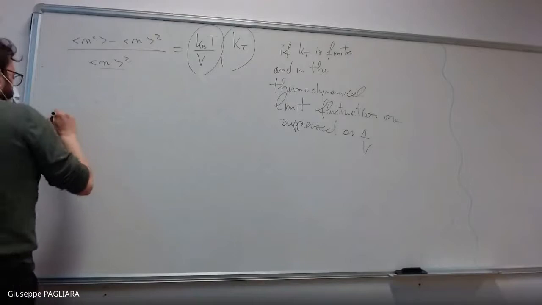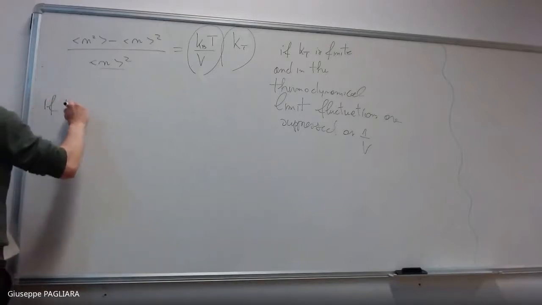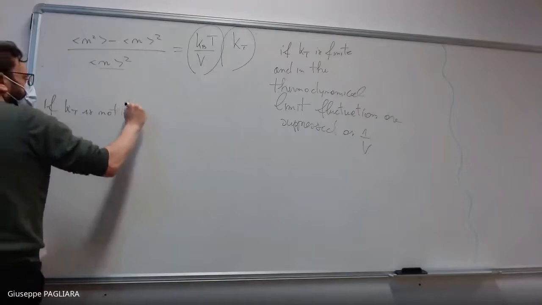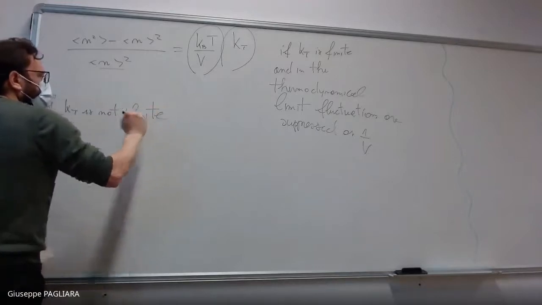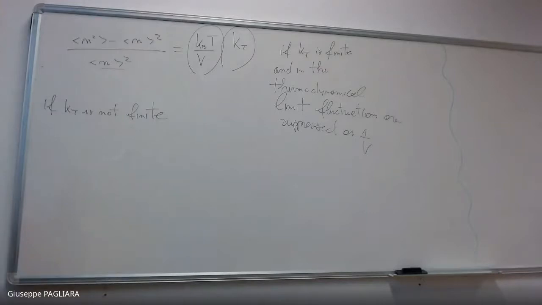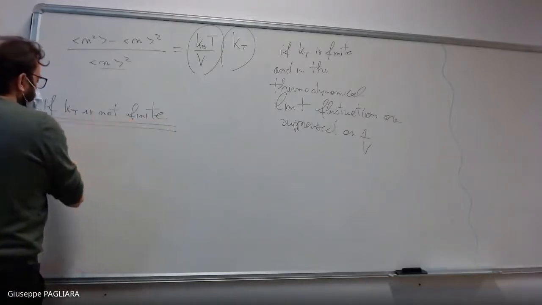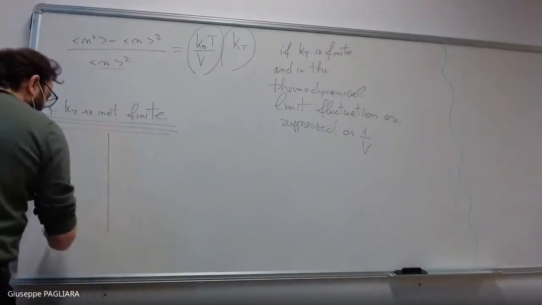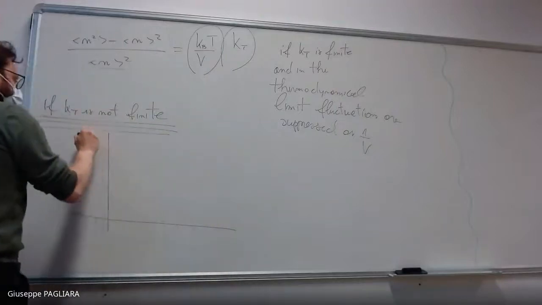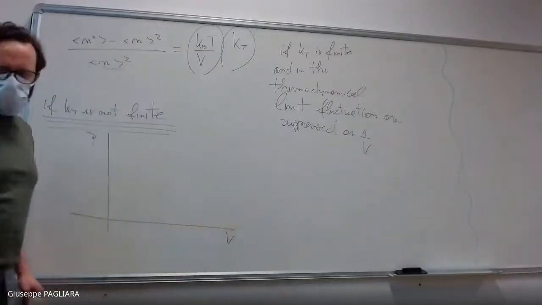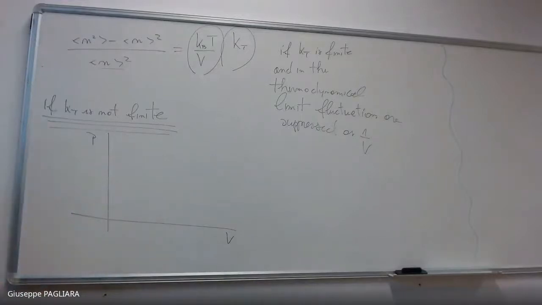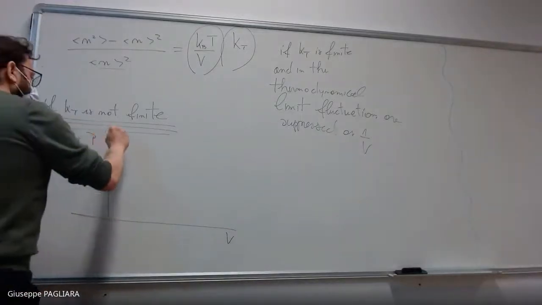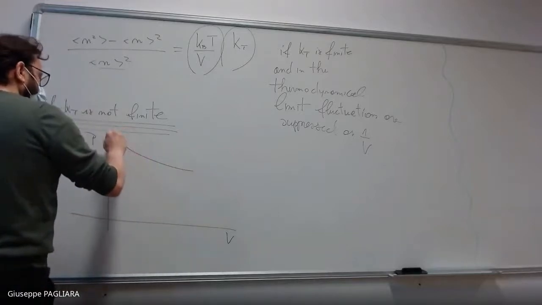But for the case in which Kt is not finite, if Kt diverges, then I have a problem, in the sense that I can have macroscopic fluctuations. In which situation do I have a divergence of Kt? Well, this occurs when we have a second order phase transition, because you remember the isotherms of the van der Waals gas were as follows.